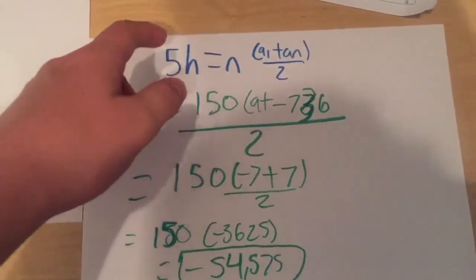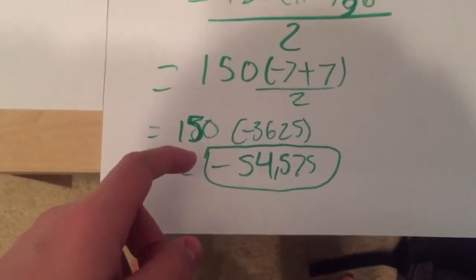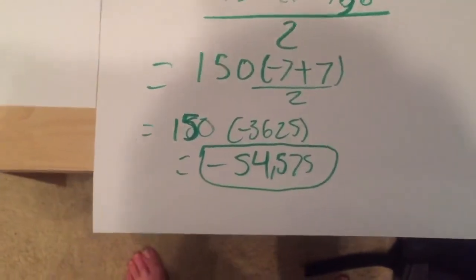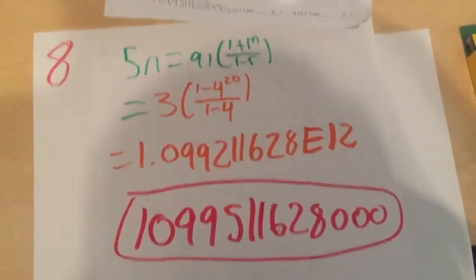So in this problem, we had to find the sum of all 150 terms from question 5. So what I did is I used this formula, and I just plugged it into the problem, and I got negative 54,575.